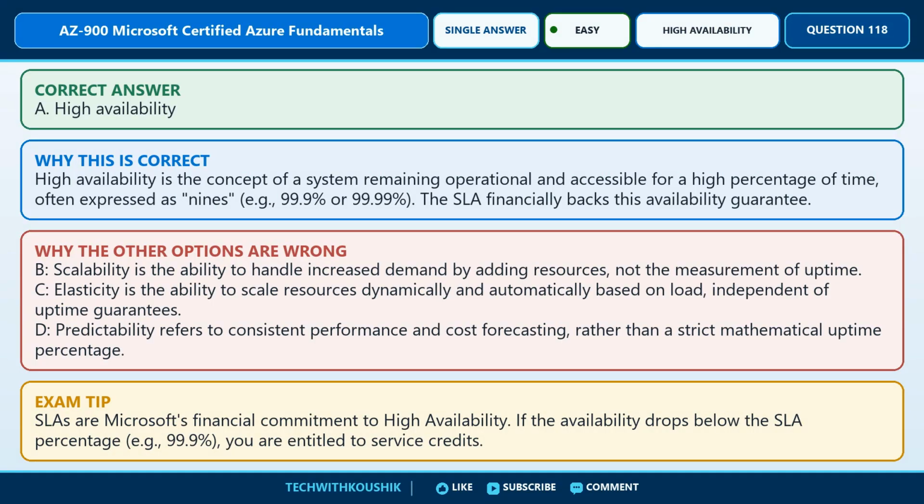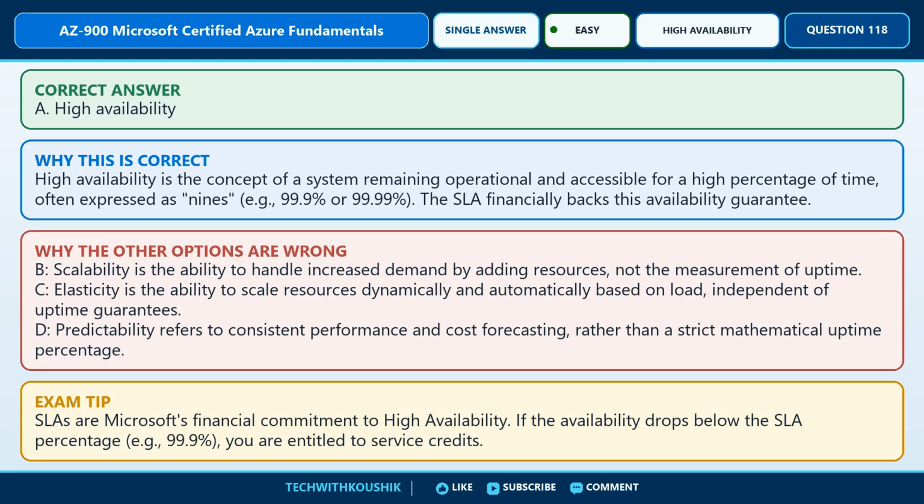Let's look at the reasoning. High availability is the concept of a system remaining operational and accessible for a high percentage of time, often expressed as nines, for example, 99.9% or 99.99%. The SLA financially backs this availability guarantee.